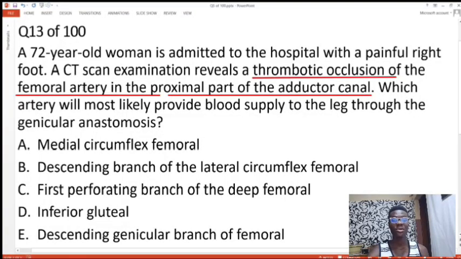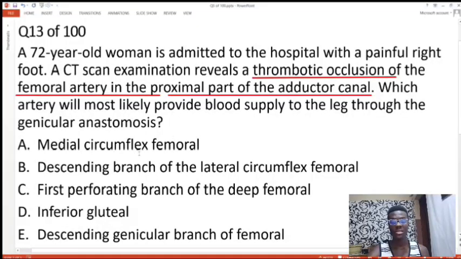This is question 13 of our 100 clinically oriented anatomy questions. Let's get straight into the video. It says a 72-year-old woman is admitted to the hospital with a painful right foot. A CT scan examination reveals a thrombotic occlusion of the femoral artery in the proximal part of the adductor canal. Which artery will most likely provide blood supply to the leg through the genicular anastomosis?